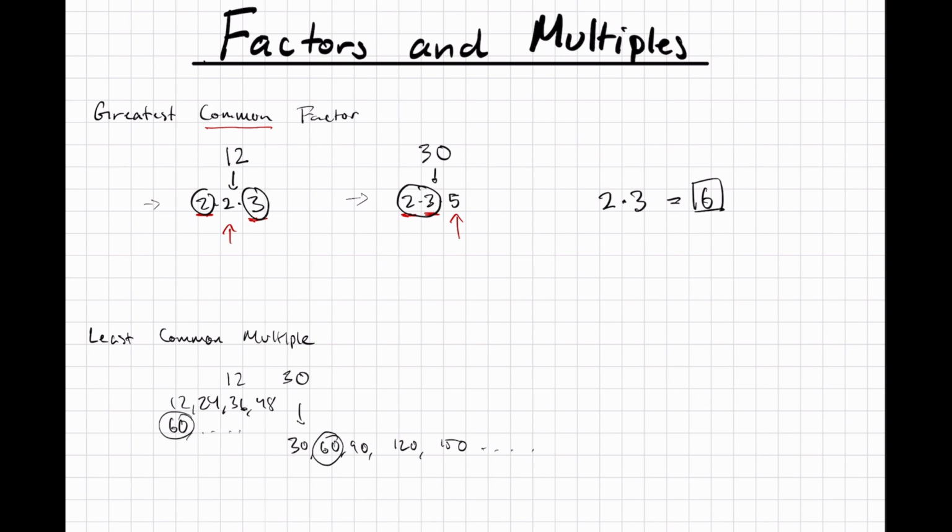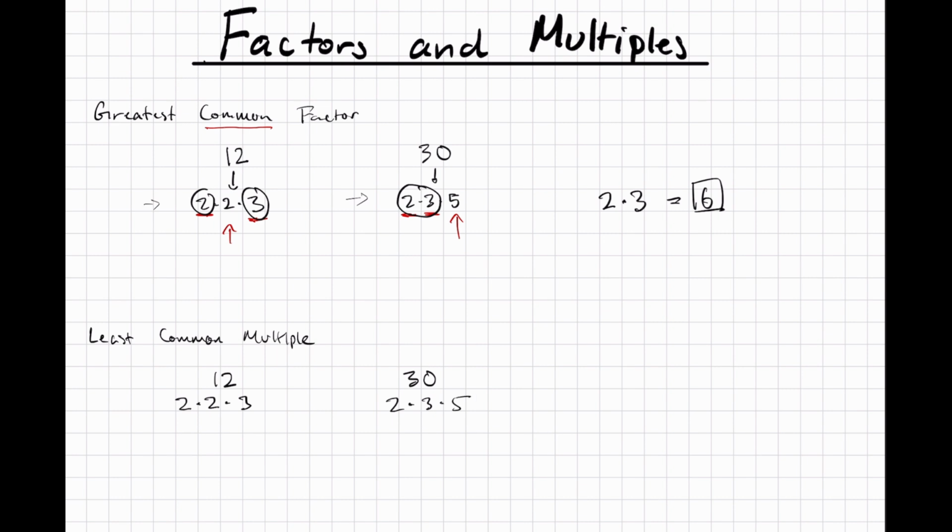Now, if we want to do this systematically, instead of having to list all of the multiples, which is hard for large numbers, as you'll see in an example later, there is another way to do this, also having to do with this idea of prime factorization. So we're once again going to do a factor tree. We're going to find the prime factorization of these numbers. So from the previous question, 12 is 2 times 2 times 3. 30 is 2 times 3 times 5.